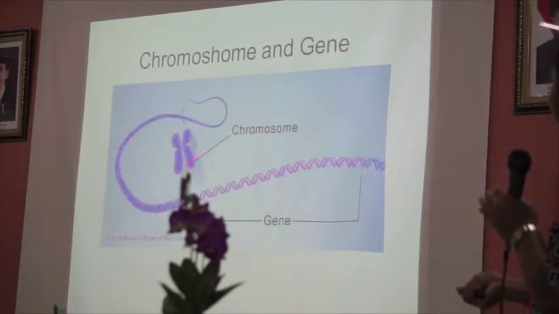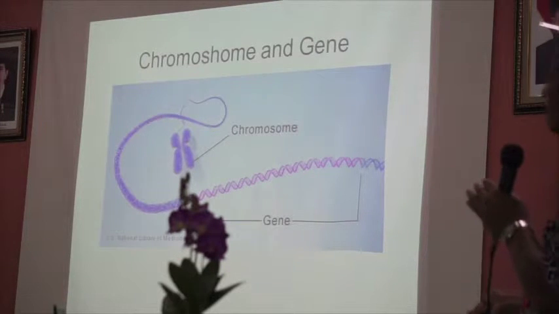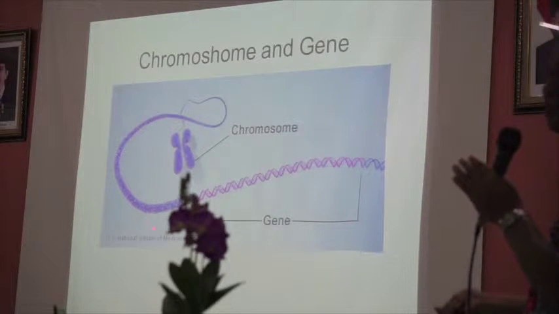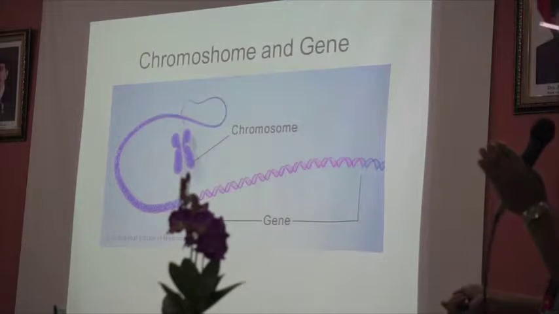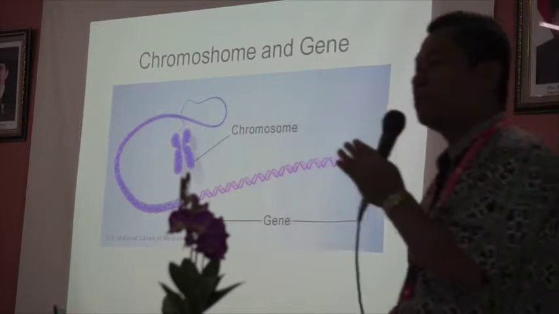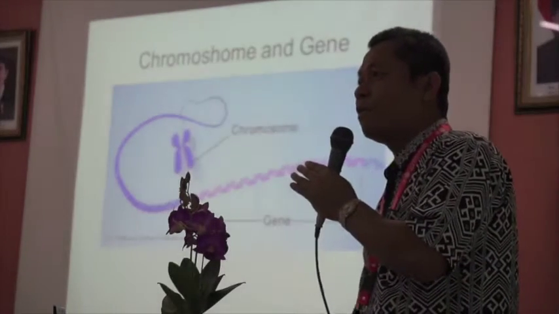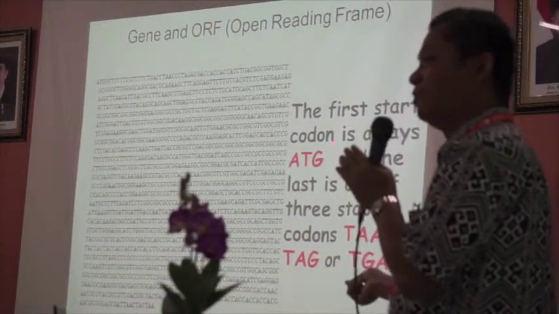So the chromosome actually is the pool of many genes. In Bacillus subtilis itself, for example, there are approximately 4,000 genes. This is the example of genes.